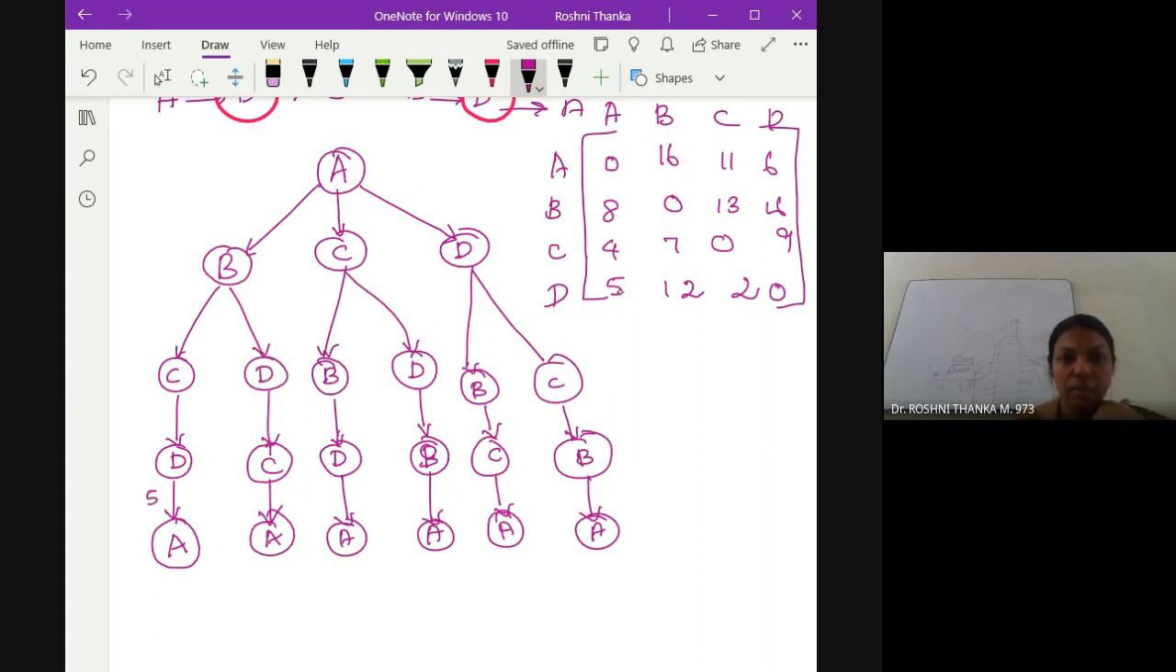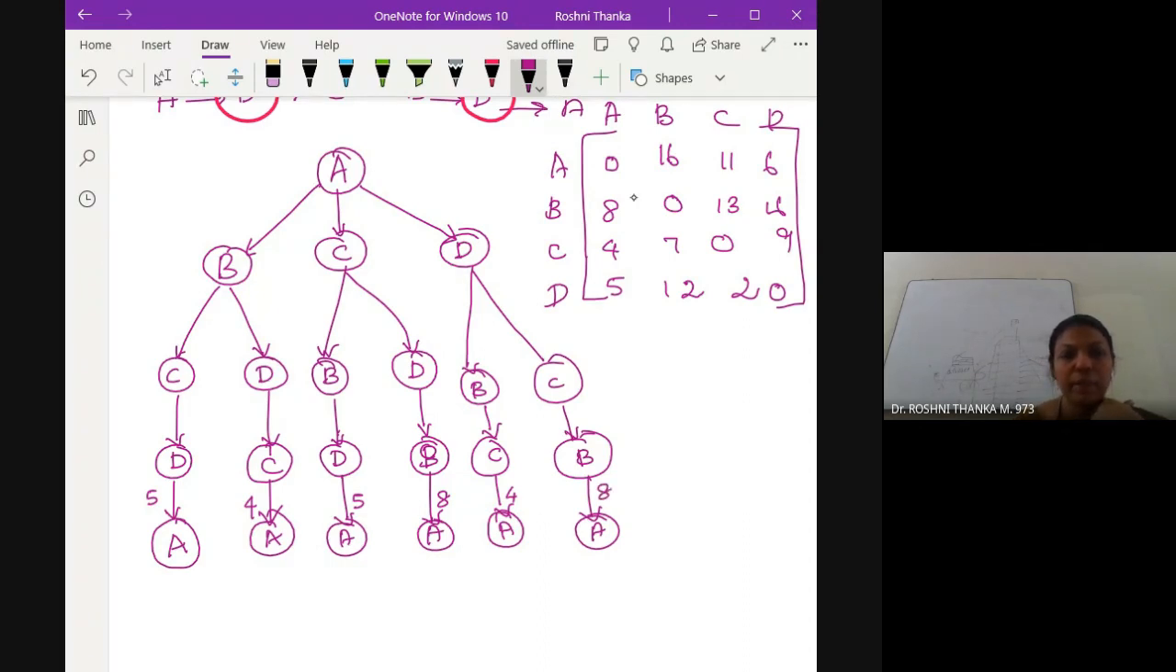Okay, and similarly, I can find for all. What is the cost from C to A? C to A, it is 4. And moving from B to A, B is here, A is here. So the cost is 8. C to A is 4, and B to A, the cost is 8.